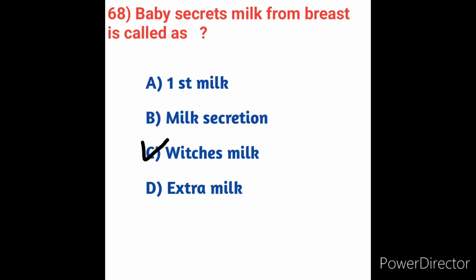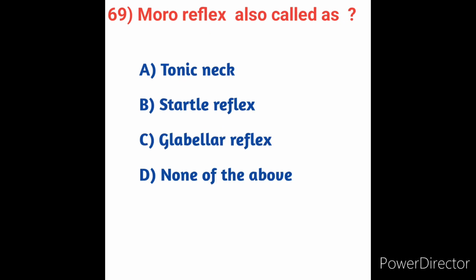So here, the baby secreting milk from the breast is called witch's milk. Next we will move on to question number 69. Moro reflex is also called as. We will see the options. Option A, tonic neck. Option B, startle reflex. Option C, glabellar reflex. Option D, none of the above.